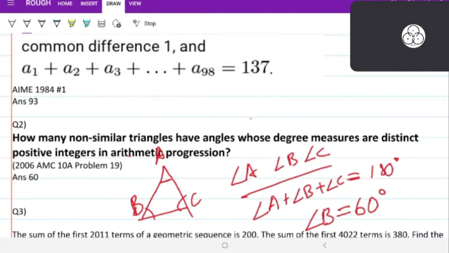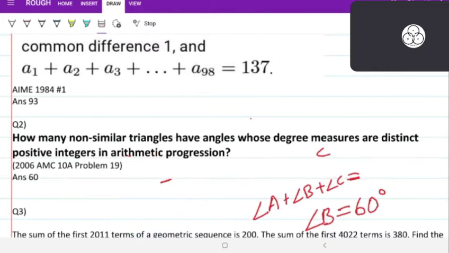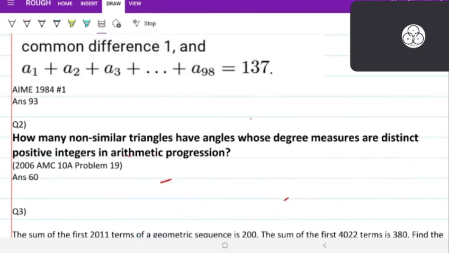Angle B equals 60 degrees. Now the number of different values of angle B you can have will give you the number of triangles. No, this is totally wrong. What am I doing? Just a minute. Say angles A, B, C are in AP.